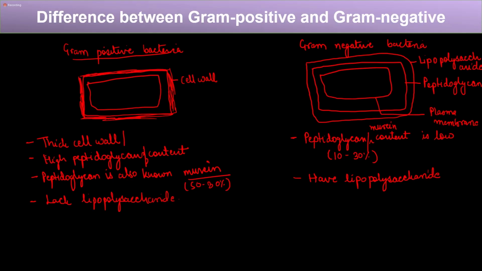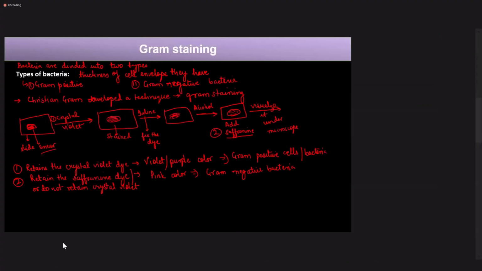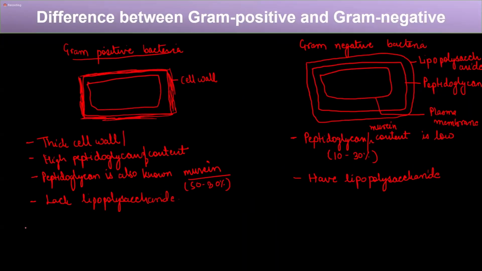Okay, so now the question is, why does the gram-positive bacteria retain the crystal violet color and why does the gram-negative bacteria not? You must have seen in the last slide that we added alcohol. After staining the sample with the crystal violet, we washed our sample with alcohol. Now, what does this alcohol do? Alcohol is an organic solvent, right?